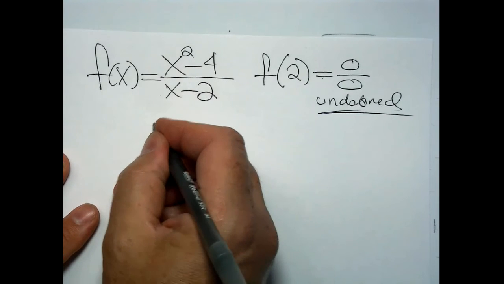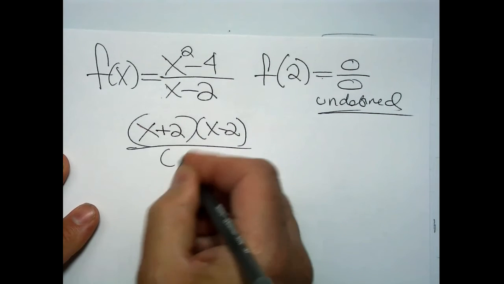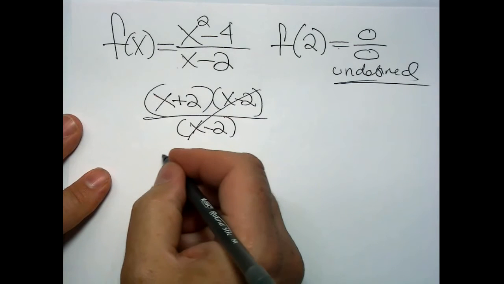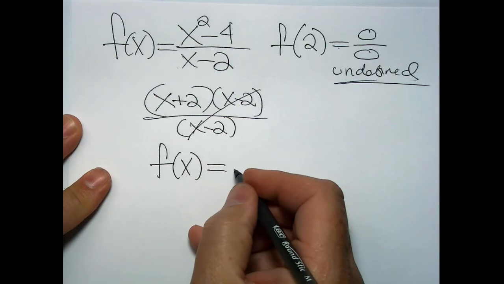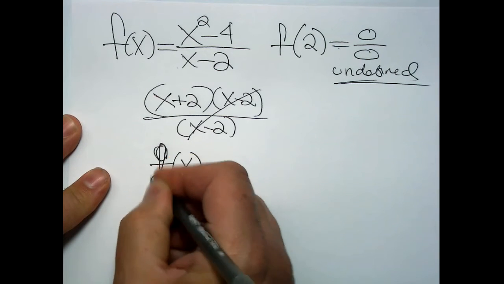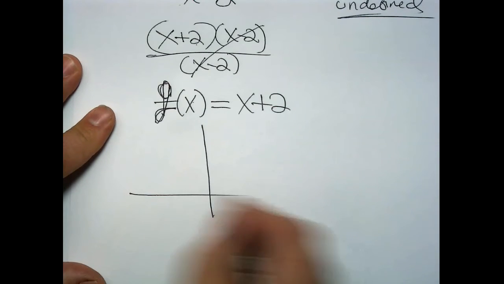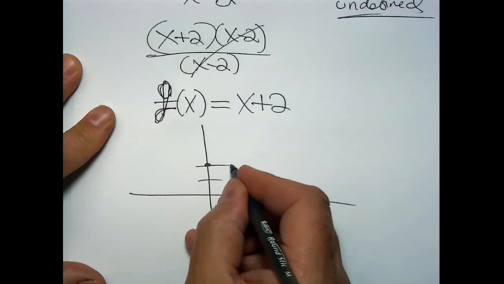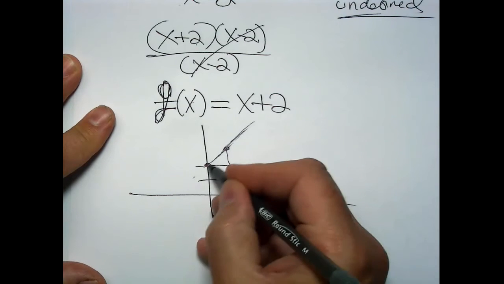But when you divide these functions out and you remove the offending factor, you get a new function. Actually, let's call this one g. And g of x is just x plus 2, a nice, well-behaved function. What does it look like? Well, it's a line that has a y-intercept of 2 and a rise over run of 1. So let me graph that line in here.